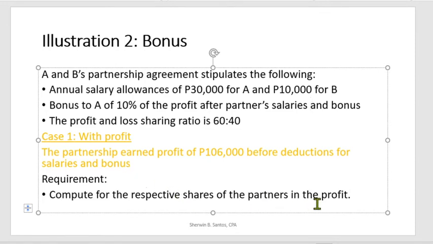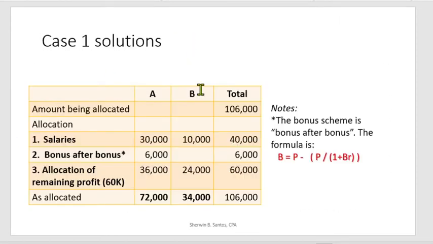We compute for the respective shares of the partners in the profit. So, tandaan lang natin, ang salary ni A, 30,000, ni B, 10,000. Ang bonus ay 10% ng profit after salaries and bonus. Then, the remaining is 60-40. Okay. Case 1 solutions. The amount to be allocated is 106,000. Magkano ang salaries? 30-10. So, 40,000 ang total salaries. Next, the bonus after bonus.